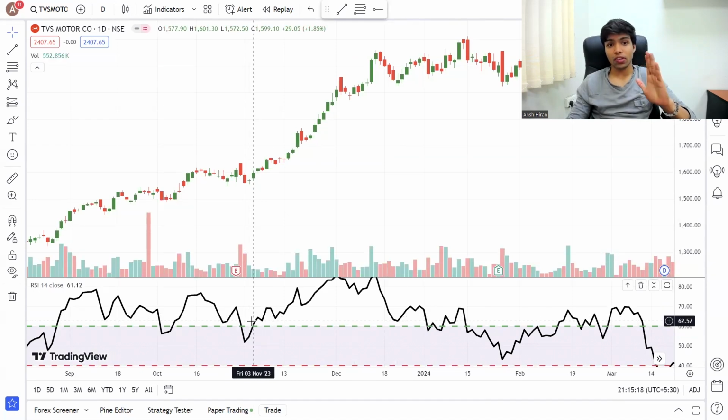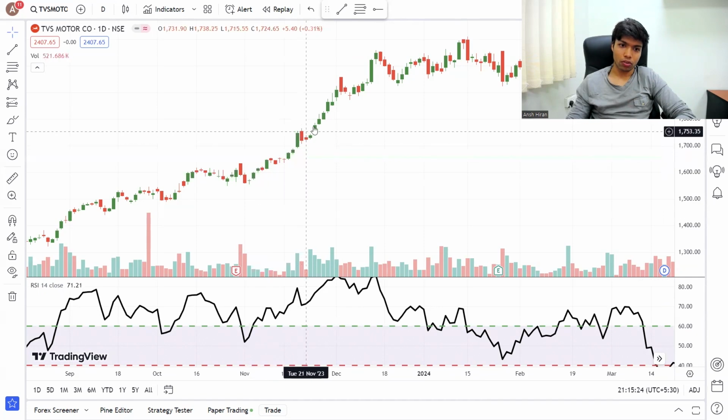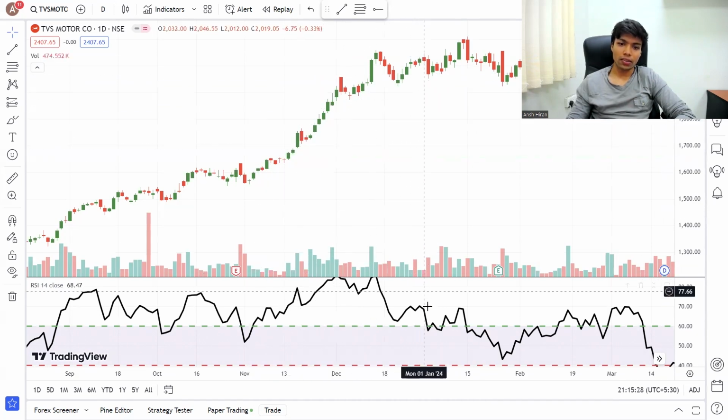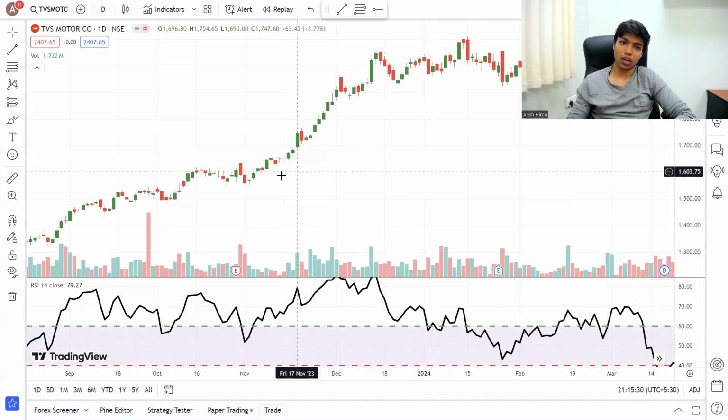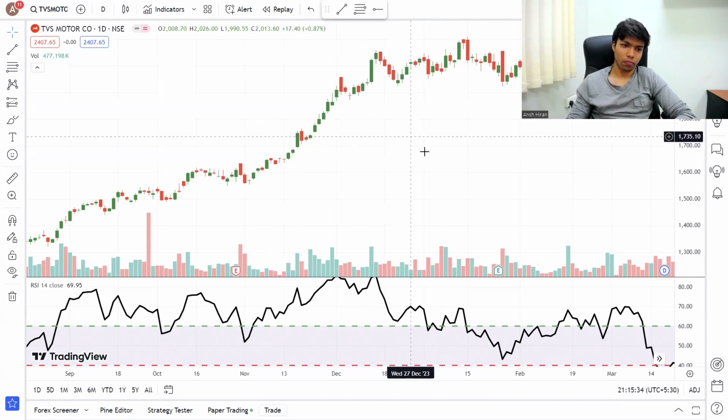It goes up with great speed. Look at this. It goes above 60 at this candle and the market goes straight up. Till the RSI is above 60, the market is continuously going up from this level to this. And look at the speed at which it is going.